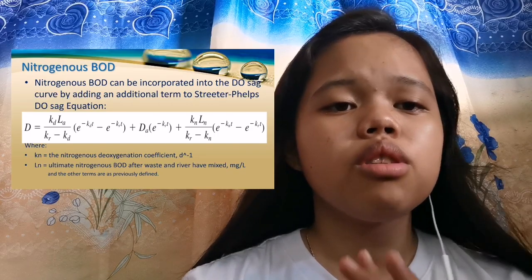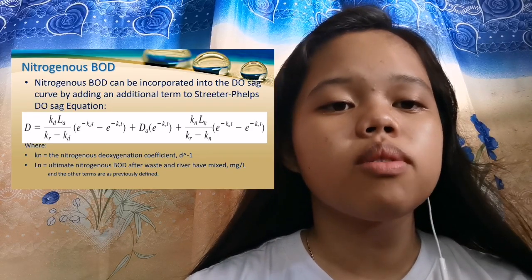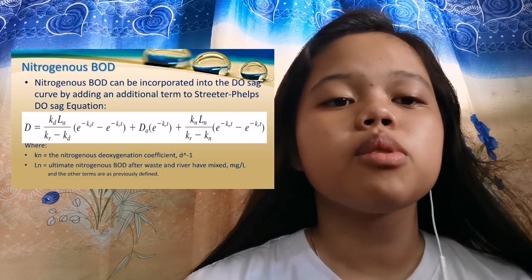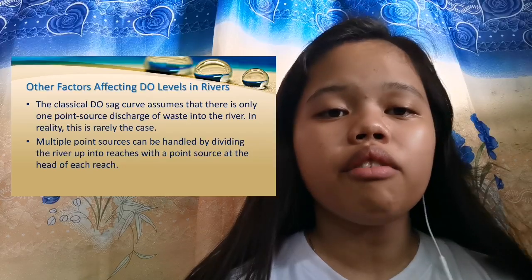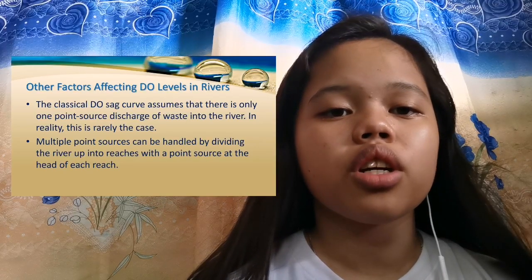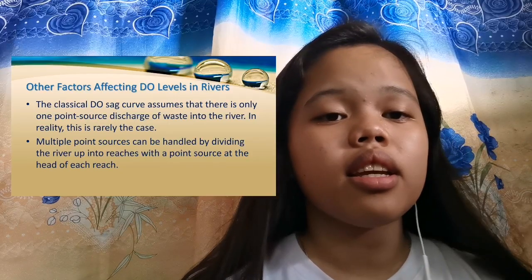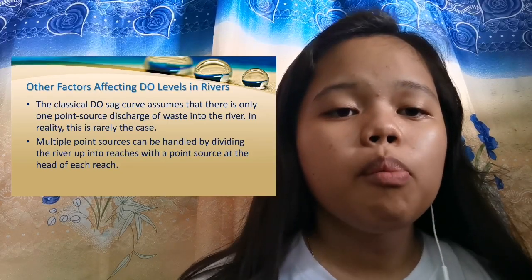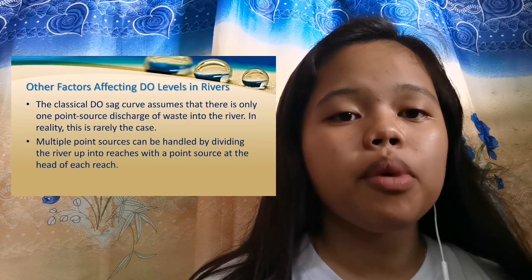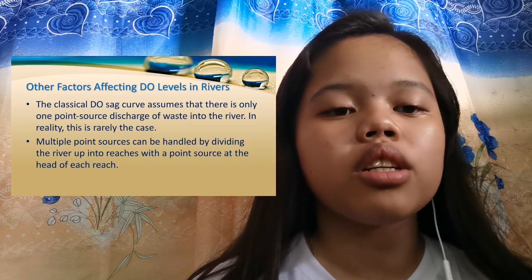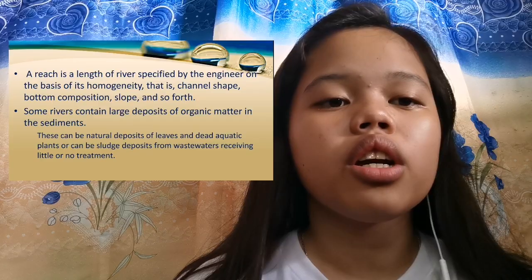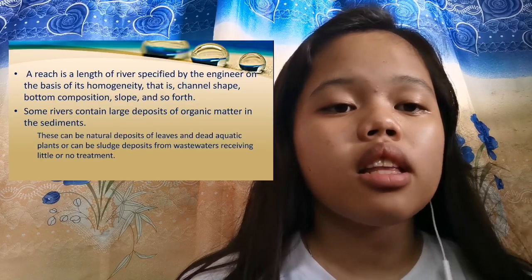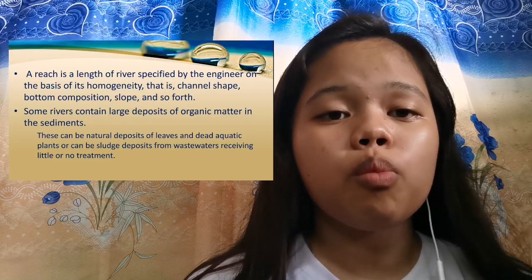Nitrogenous BOD. Nitrogenous BOD can be incorporated into the DO sag curve by adding an additional term to the Streeter-Phelps DO sag equation. Other factors affecting DO levels in rivers. The classical DO sag curve assumes that there is only one point source discharge of waste into the river. In reality, this is rarely the case. Multiple point sources can be handled by dividing the river up into reaches with a point source at the head of each reach. A reach is a length of river specified by the engineer on the basis of its homogeneity, that is, channel shape, bottom composition, slope, and so forth.